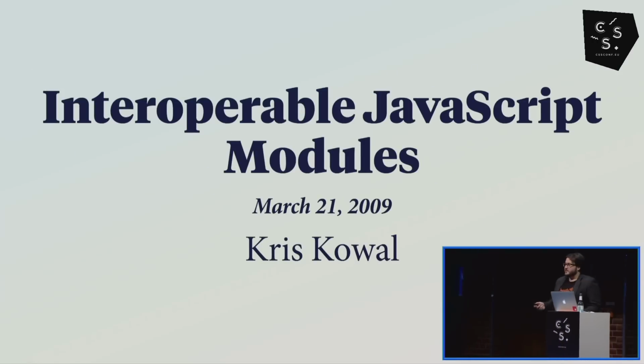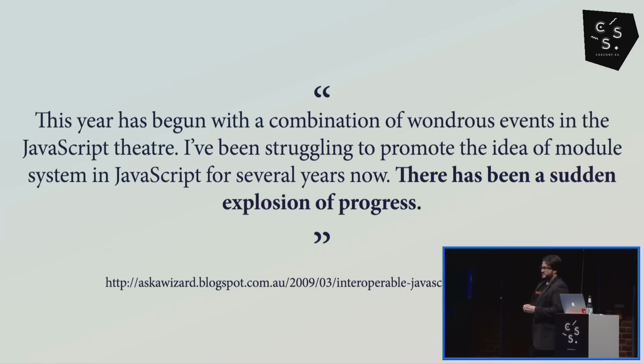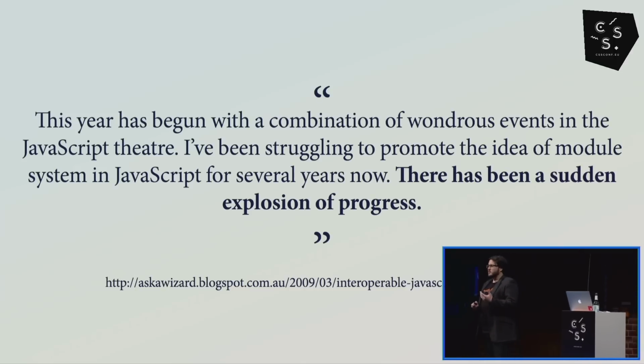Kris, who was also influential at the time, wrote a blog post and said, "The year has begun with a combination of wondrous events. I've been struggling to promote the idea of a module system in JavaScript for several years, and there has been a sudden explosion of progress." And I feel that way about CSS. I think we can all sort of sense it, that there's something changing about CSS at the moment. We're not sure if we're going to still be doing it the same way in a couple of years.